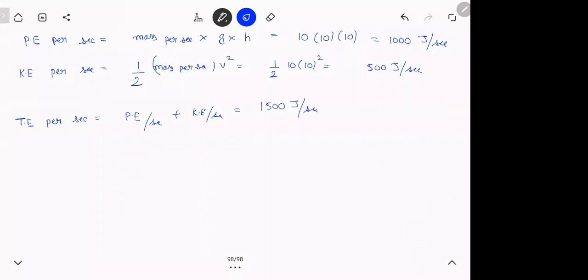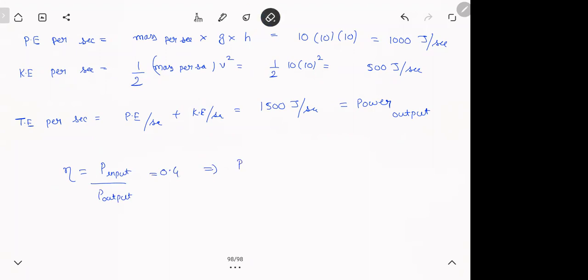But tell me one thing, what is total energy per second? Power, no? Energy per second is power. But what power is this? This is the output power. Meaning this much power the water is having, you need this much energy to throw it out. And what is efficiency? Power input by power output. And it is given, efficiency is 0.4.